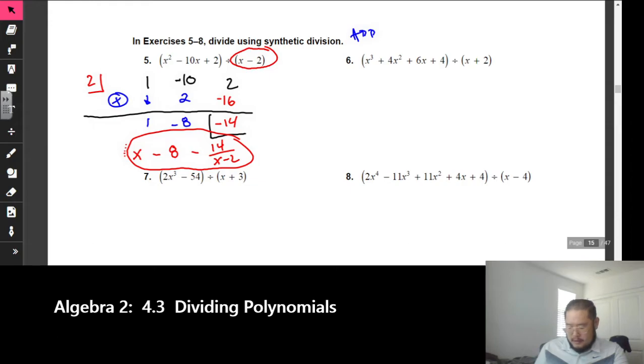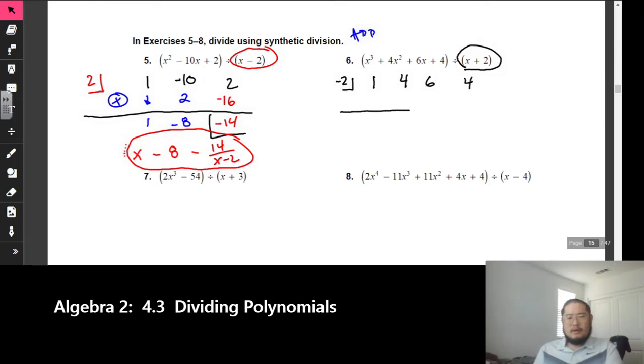Okay. Let's try it again. Let's take a look at number 6. So I'm going to look right here at the x plus 2 in our binomial. And up in the corner, we're going to put -2, the opposite of what's in there. And then we're going to look at the coefficients of what's being divided. X to the third, that coefficient is 1. For x squared, the coefficient is 4. For x, the coefficient is 6, and then we have 4 right there. And I'll go ahead and draw my line, and there we go.